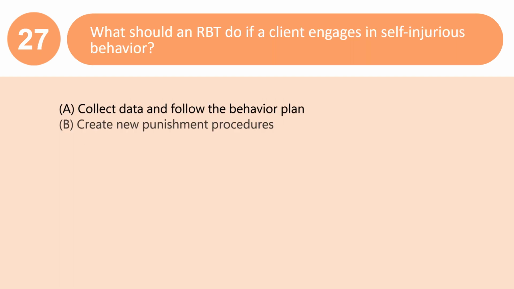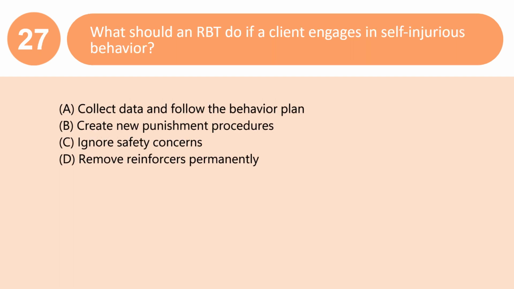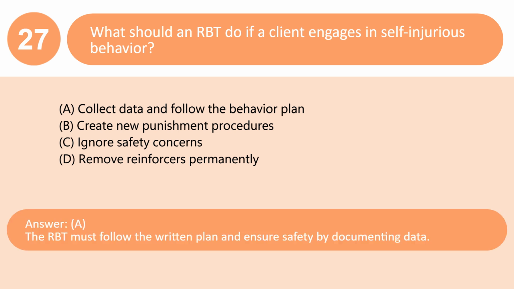What should an RBT do if a client engages in self-injurious behavior? A. Collect data and follow the behavior plan. B. Create new punishment procedures. C. Ignore safety concerns. D. Remove reinforcers permanently. Answer A. The RBT must follow the written plan and ensure safety by documenting data.